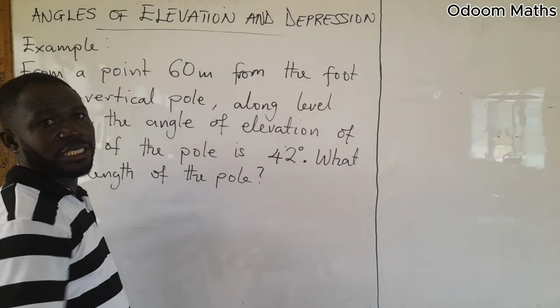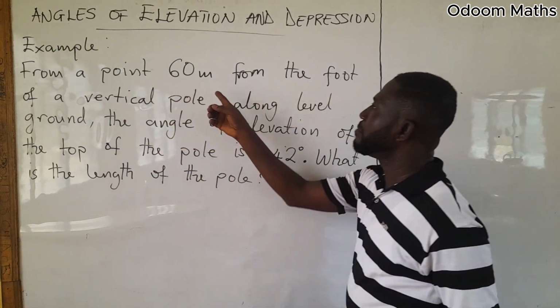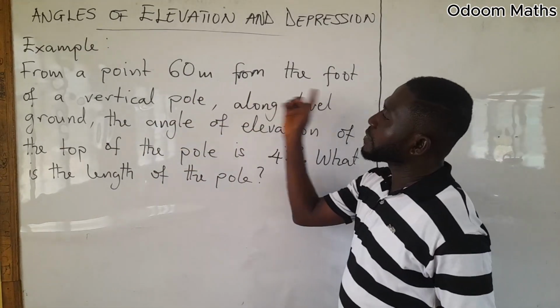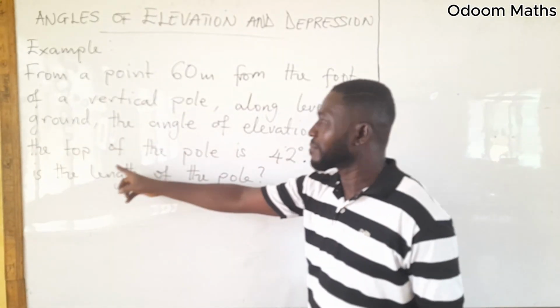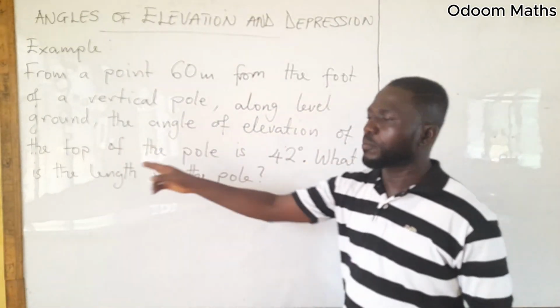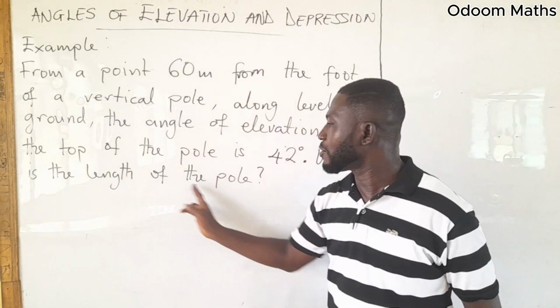Now let's look at this example. From a point 60 meters from the foot of a vertical pole along level ground, the angle of elevation of the top of the pole is 42 degrees. What is the length of the pole?